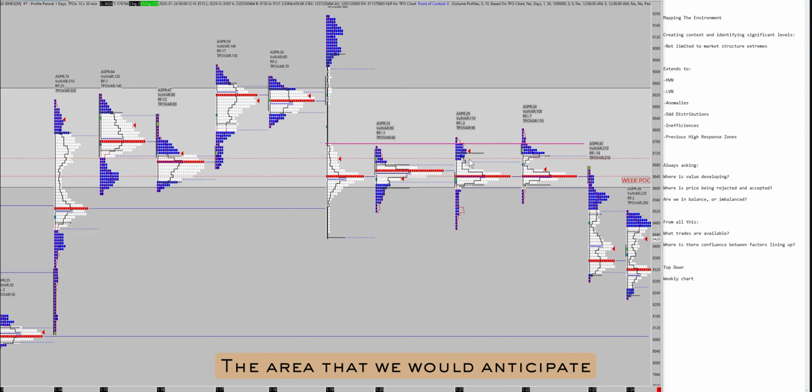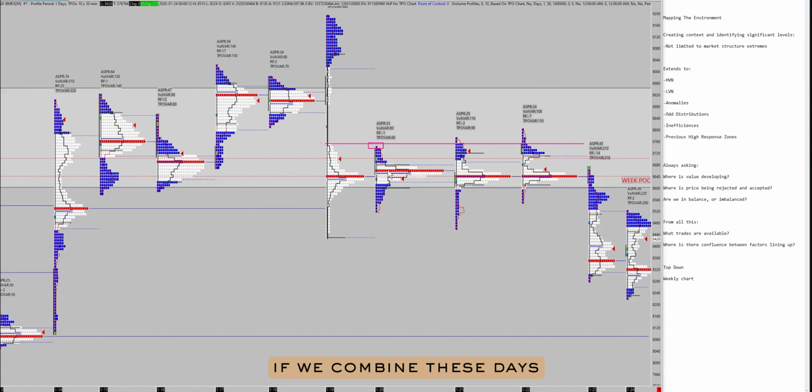The area that we would anticipate would serve to reject price is the extreme of any one of these confluent levels. So in this case, the extreme, the highest value, would be this single print level. And if we're looking for rejection, what we don't want to see is the obvious sign of acceptance. Okay, so the first time that we come in contact with the single print level, we don't even come close to it. We don't even interact through it. Price turns from this level.